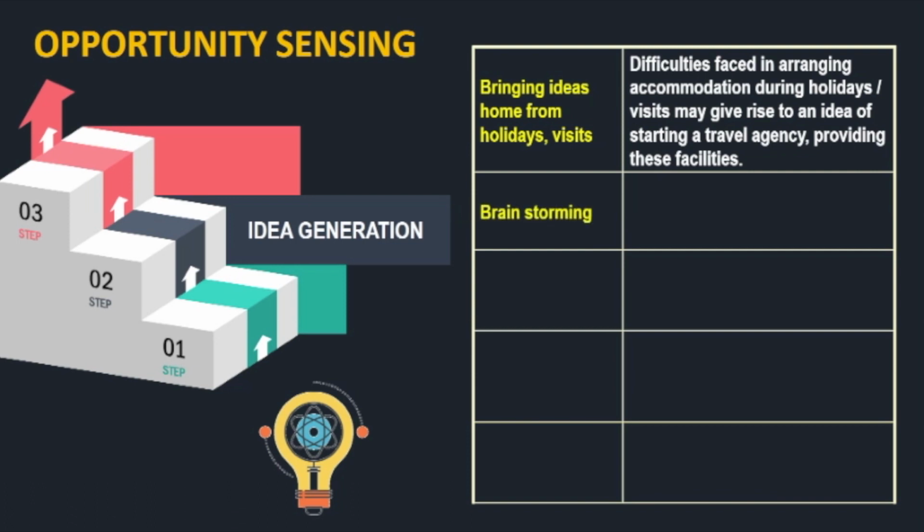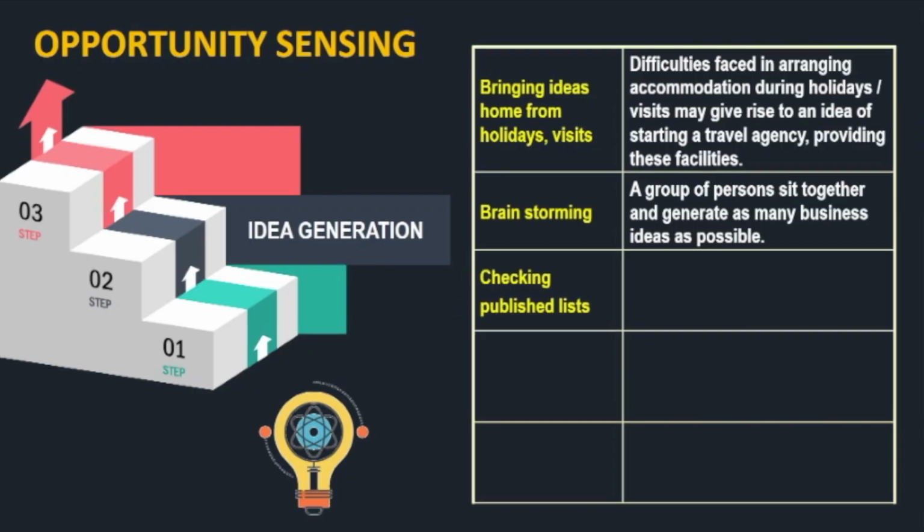Then brainstorming. A group of persons sit together and they can generate as many business ideas as possible. One idea leads to another idea that may appear to be crazy. It may appear to be crazy in the very beginning, but it can prove to be a future boom. Then checking the published lists: several publications list down business opportunities. Scanning such lists gives a lot of business ideas.